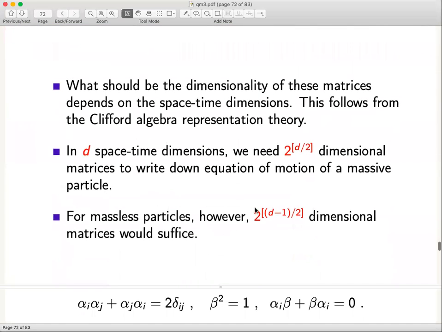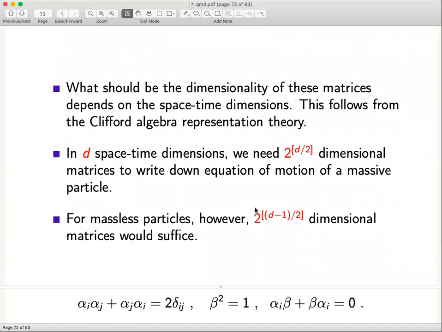The question is, what should be the dimensionality of these matrices? The dimensionality of these matrices depends on the space-time dimensions in which you are trying to solve this equation. The first thing that we noticed was that if we are working in 4-dimensional space-time, 3 space and 1 time, then these matrices cannot be 2 by 2 matrices. That is one thing that we learned. But there could be 4 by 4 matrices, 6 by 6 matrices. How do we decide what should be the correct dimension?